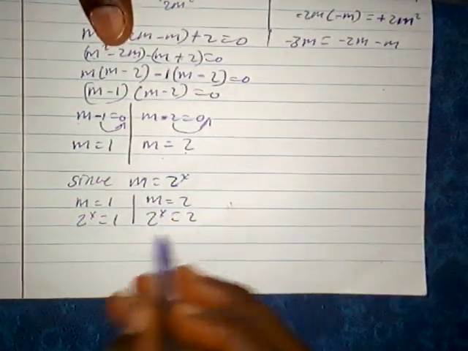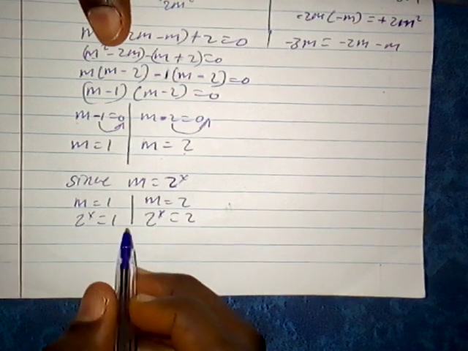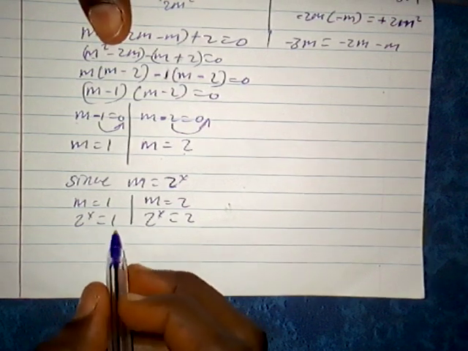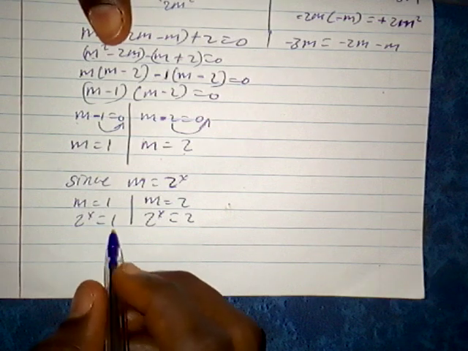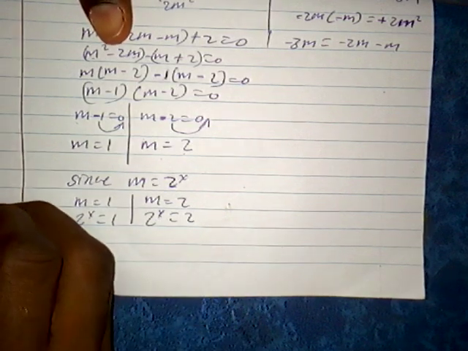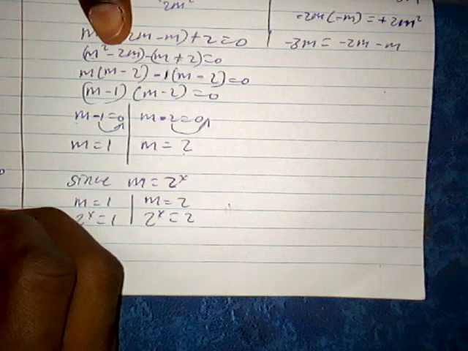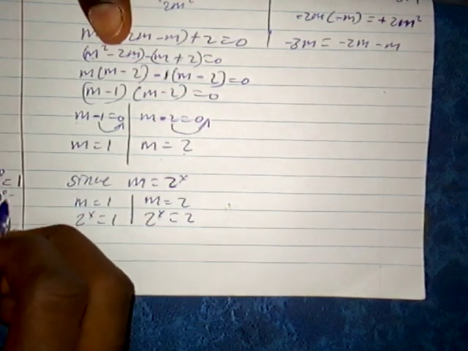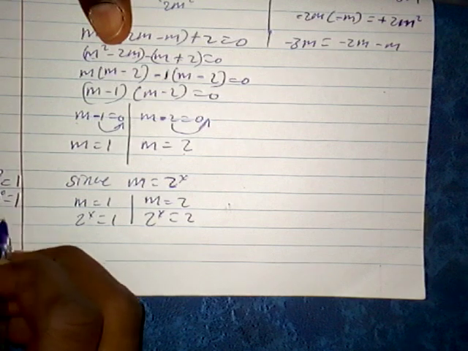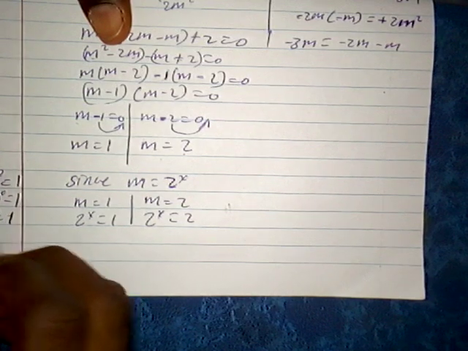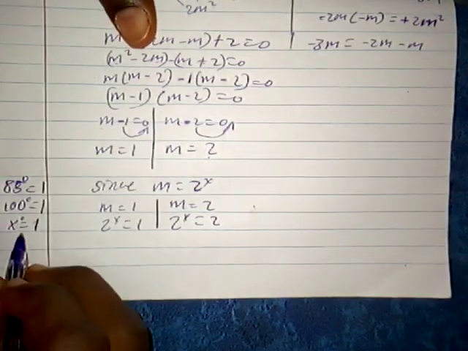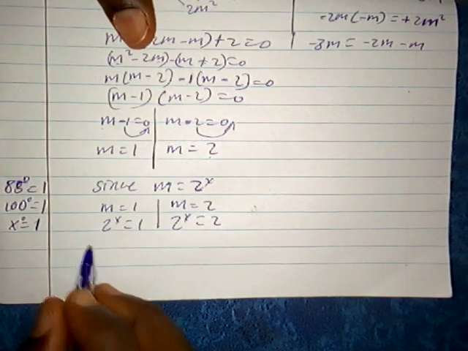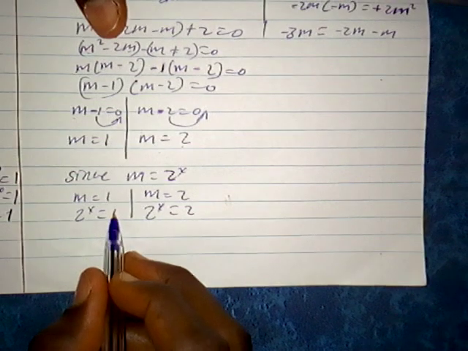Do you see? In indices, there is the zero power. Anytime a number or a letter has a power of 0, the value of that particular number or letter is 1. So 80 raised to the power 0 is 1. 85 raised to the power 0 is 1. 100 raised to the power 0 is 1. x raised to the power 0 is 1. So anything raised to the power 0 is 1 in indices. Good.